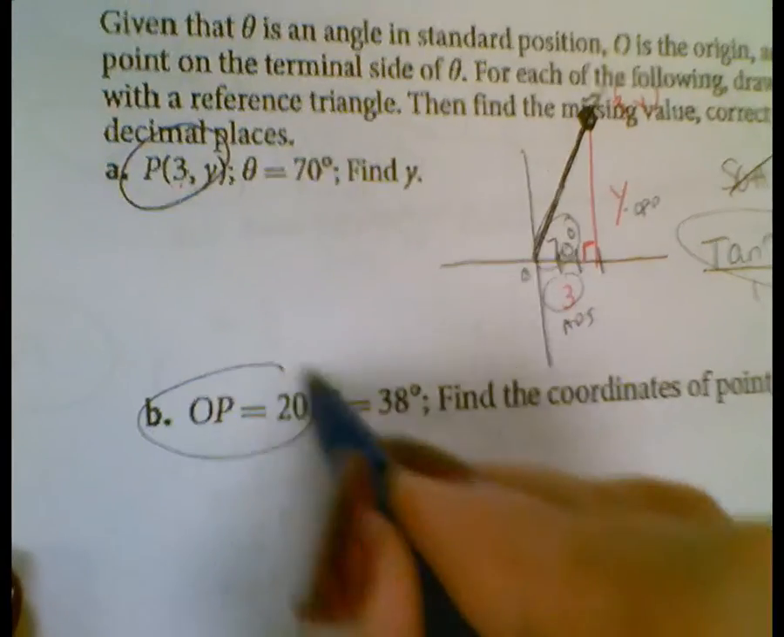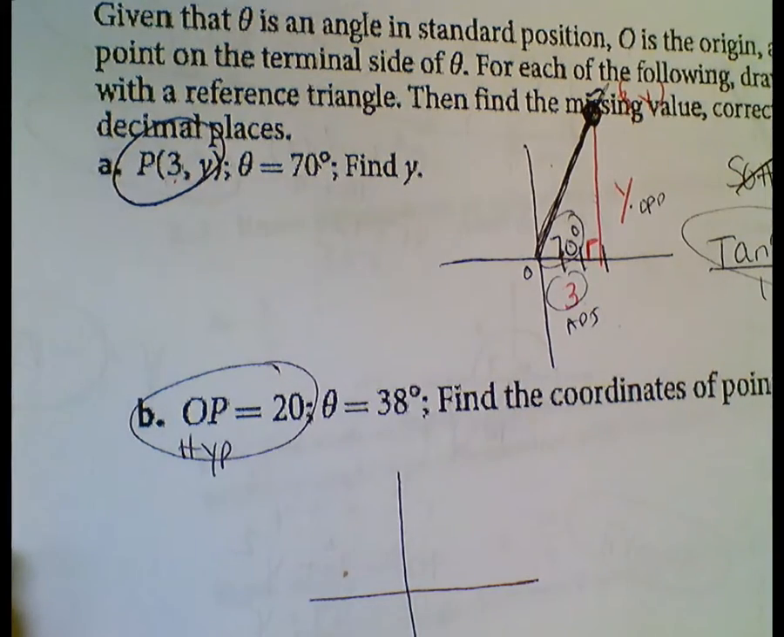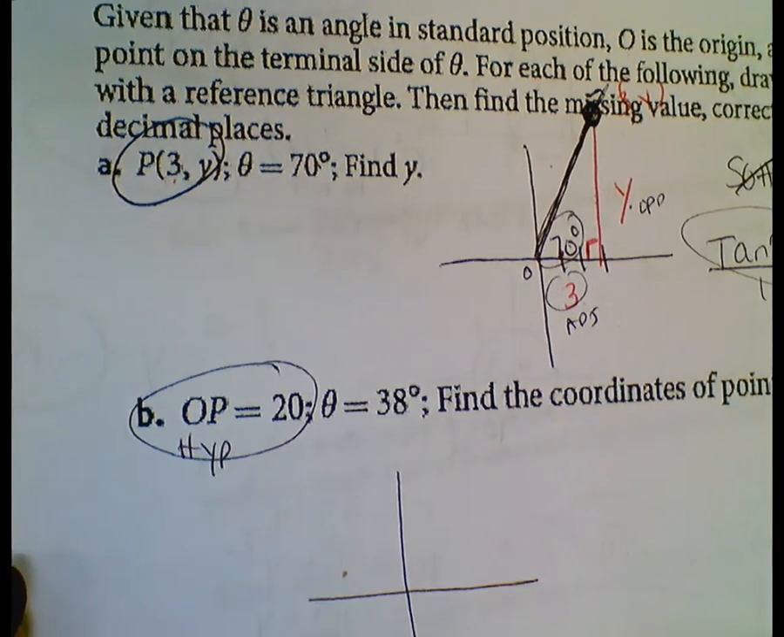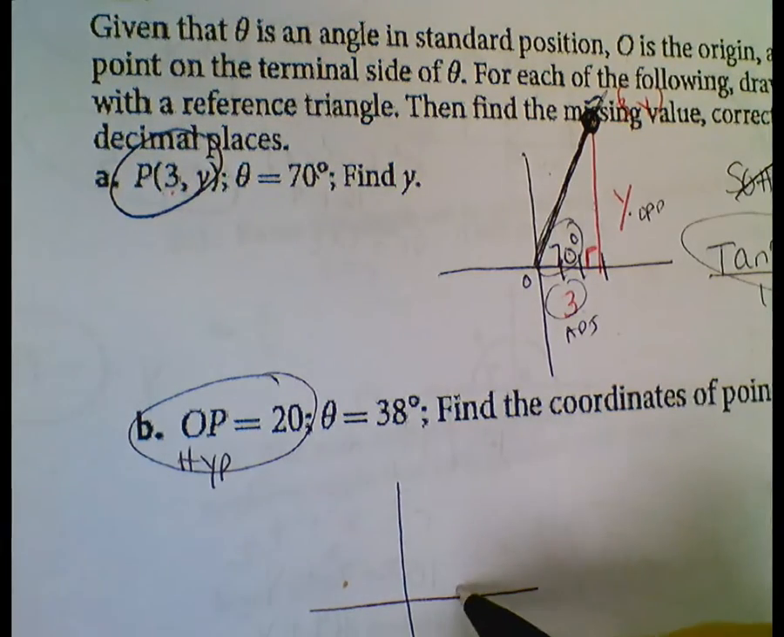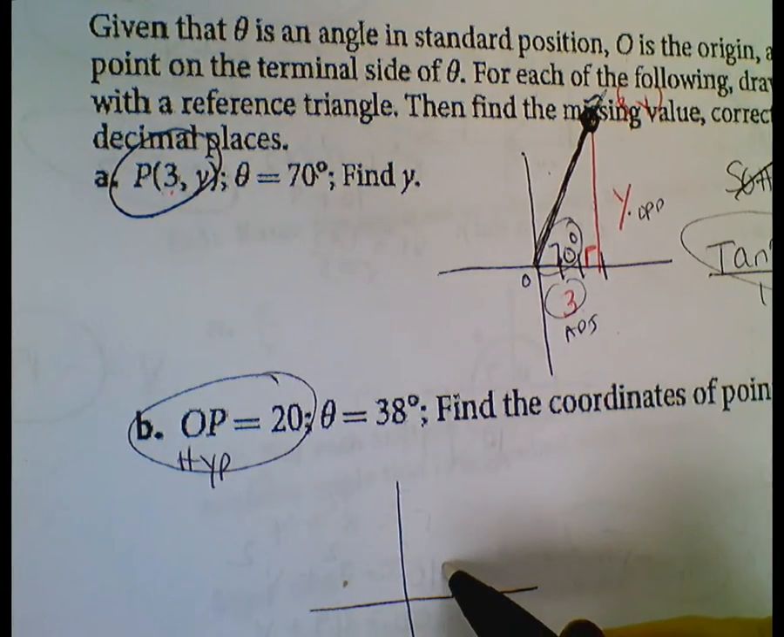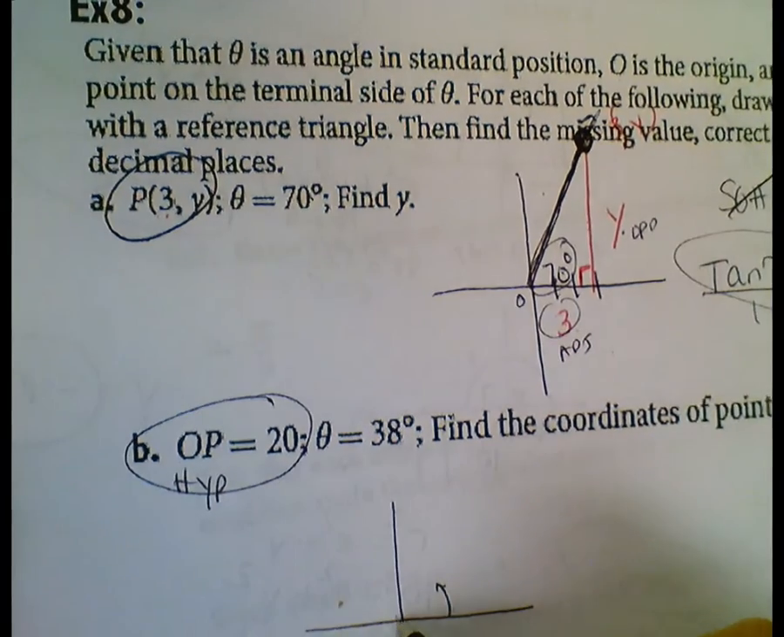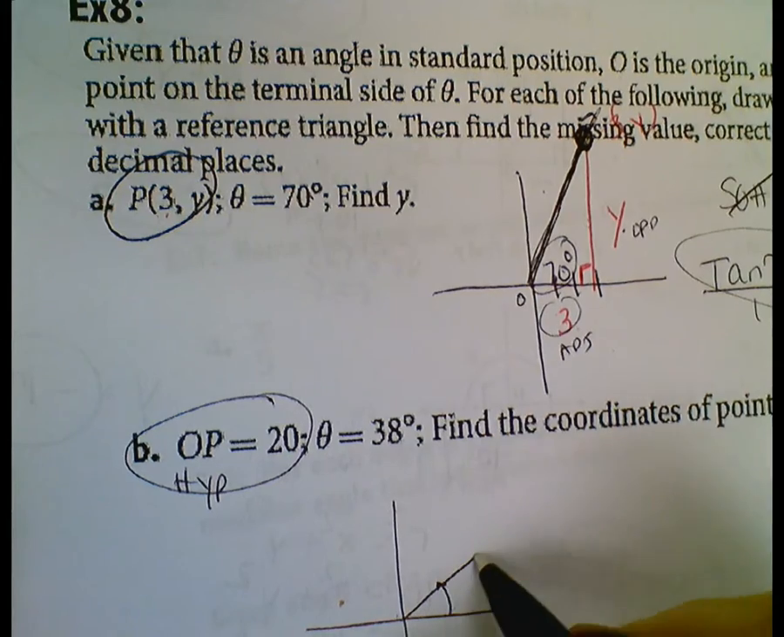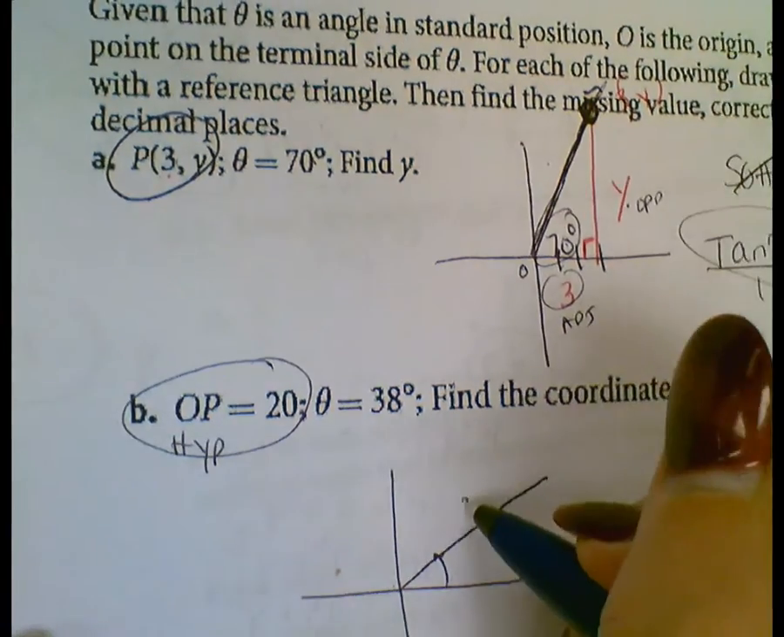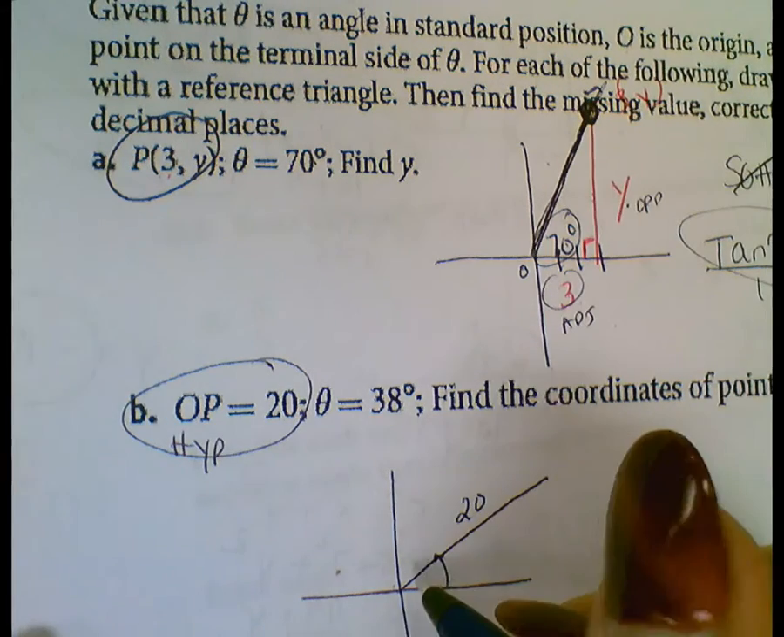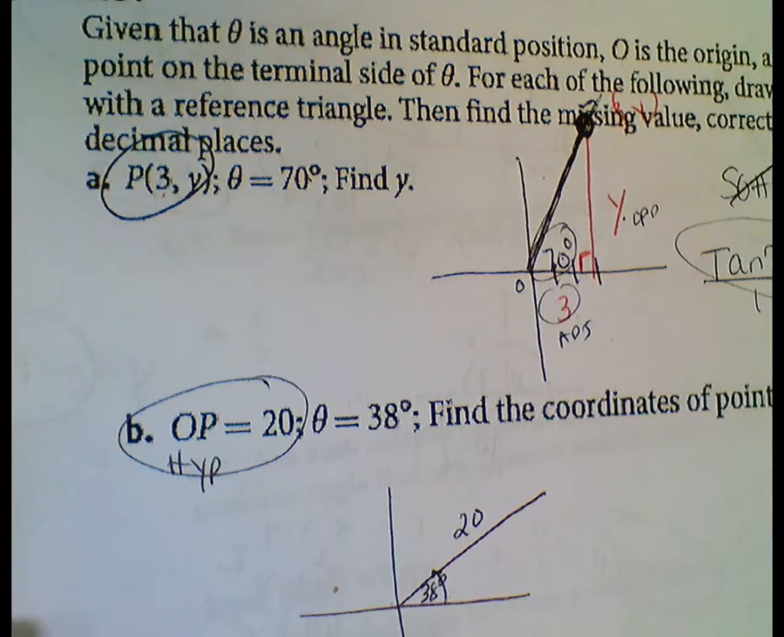This time, OP is 20, which means this is the hypotenuse. OP and hypotenuse are the same thing. That's 20. I can't draw it yet until I know my angle. My angle is 38. So from here, 38 degrees is about right there. Go about 38 degrees and draw out from the origin, draw out a ray or hypotenuse. And we're going to label this 20. We're going to label this 38. That's what we know so far.